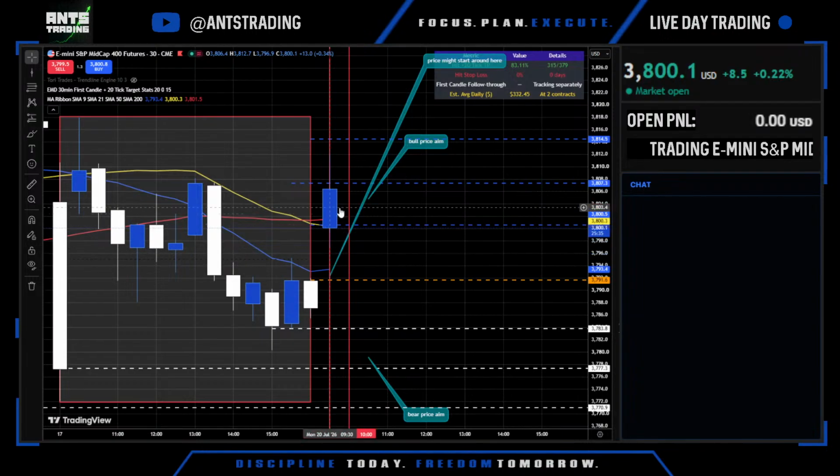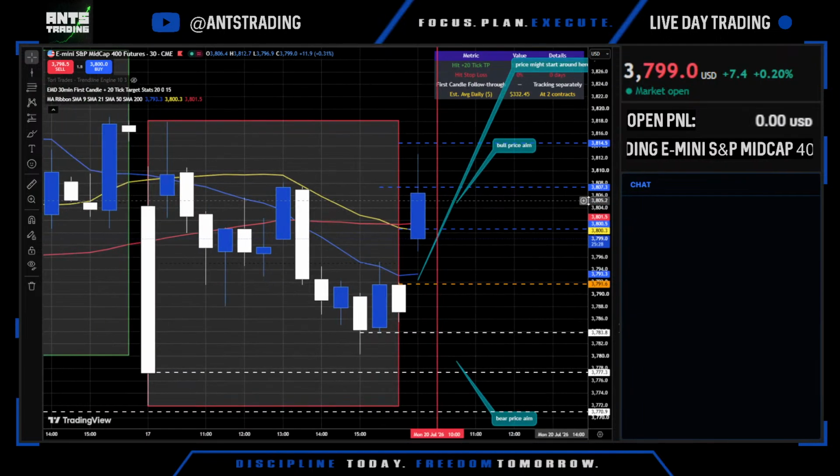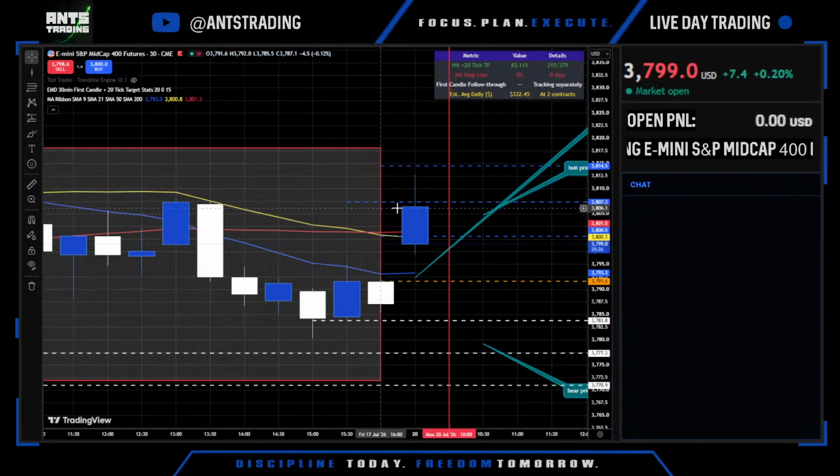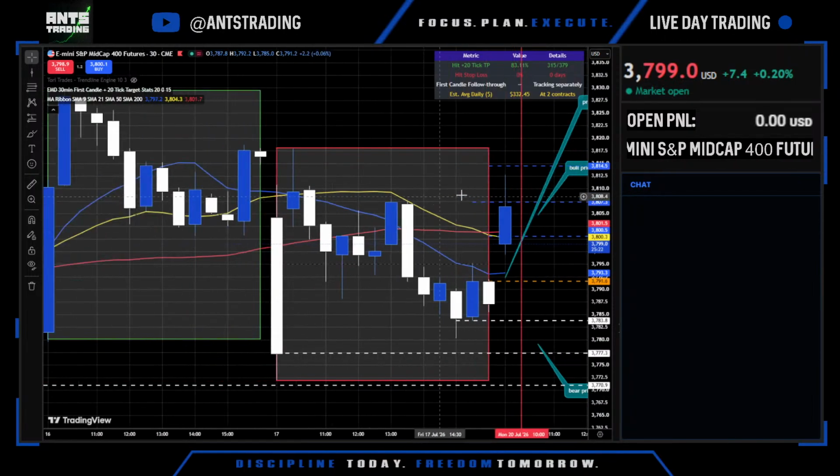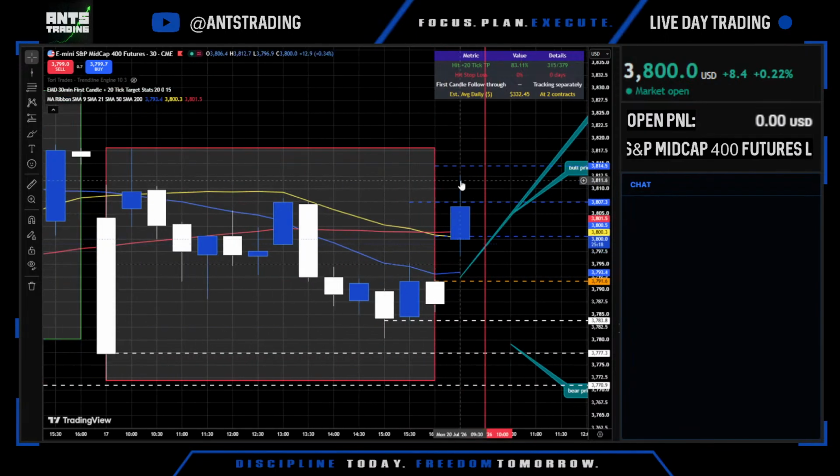So right now it looks like we opened with a big wick. Let me get rid of this. Yeah, you can see how we wicked really good here, and then it came straight back down. So it took out the previous day, because it closed above that.